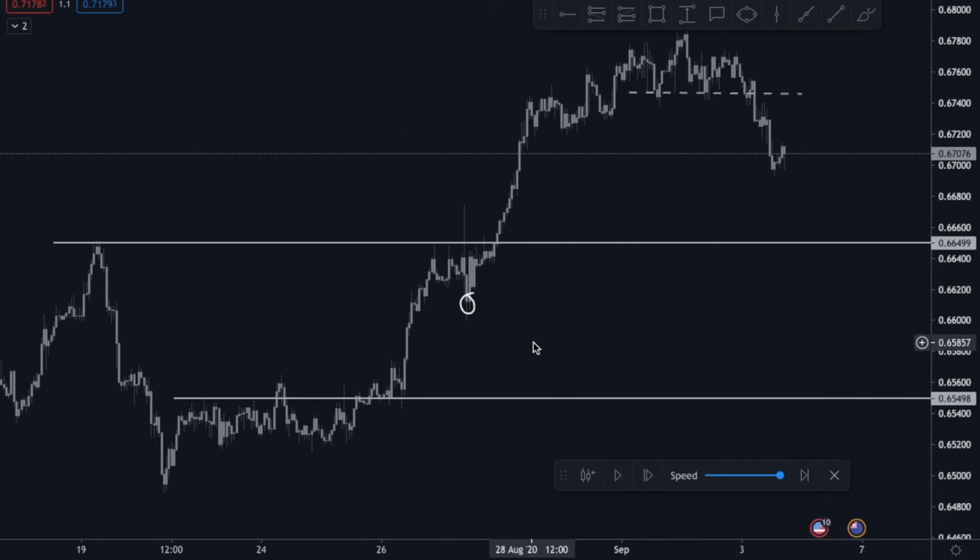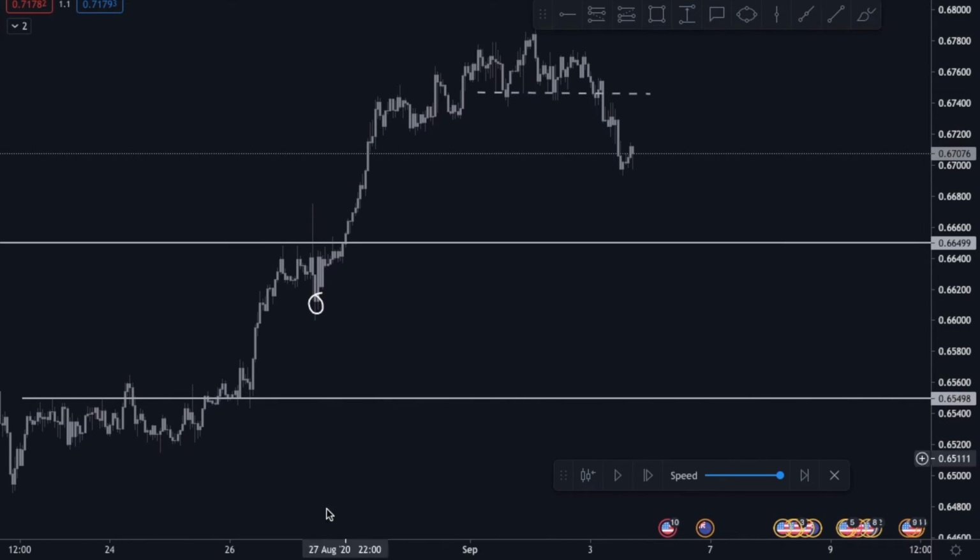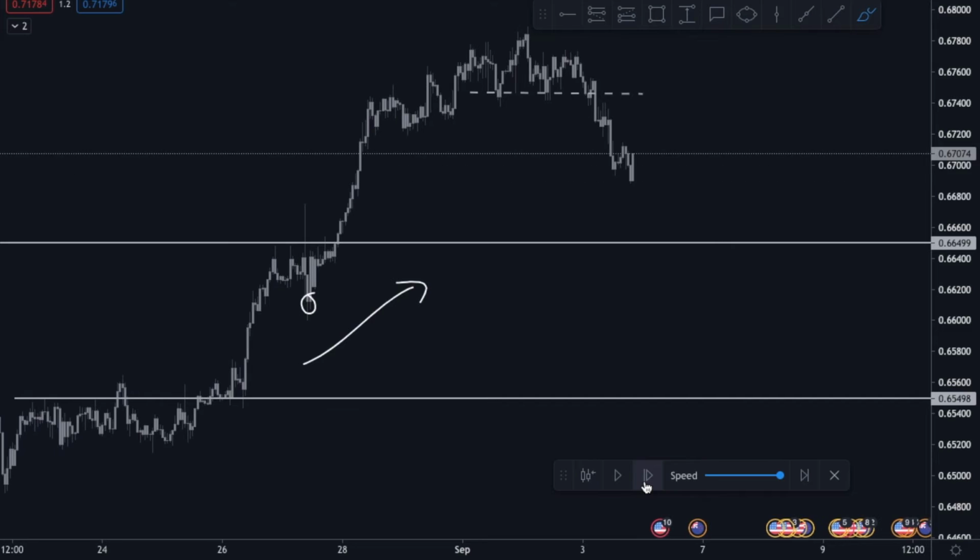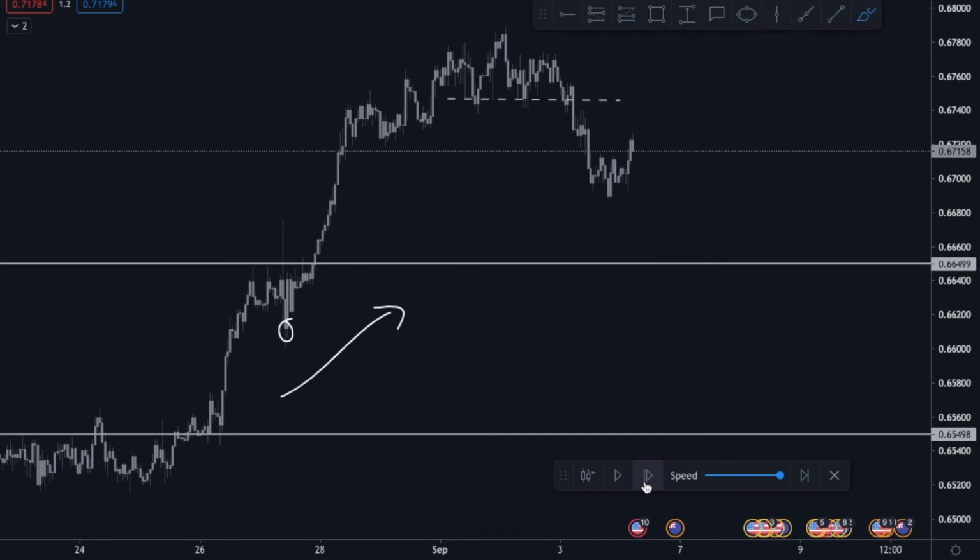So yeah, we know that the buyers overall most likely have control, but the sellers in the short term definitely think they might have control as well. So this is just a waiting game at this point. What I'm looking for is any indication that the sellers might be dying off.